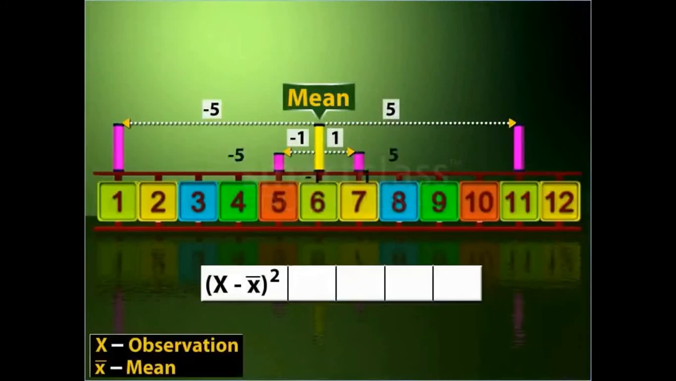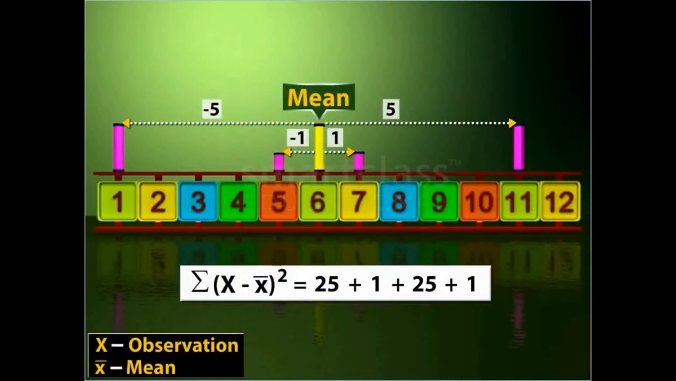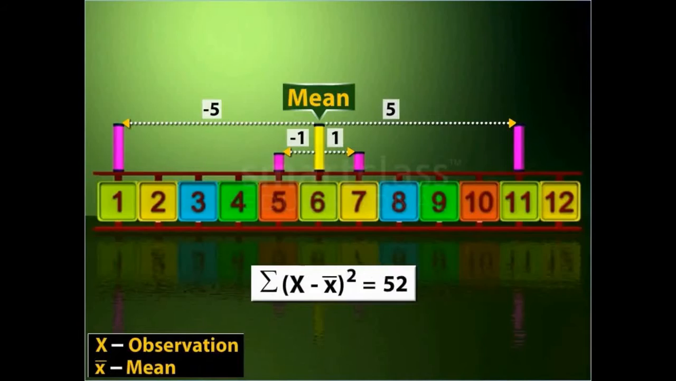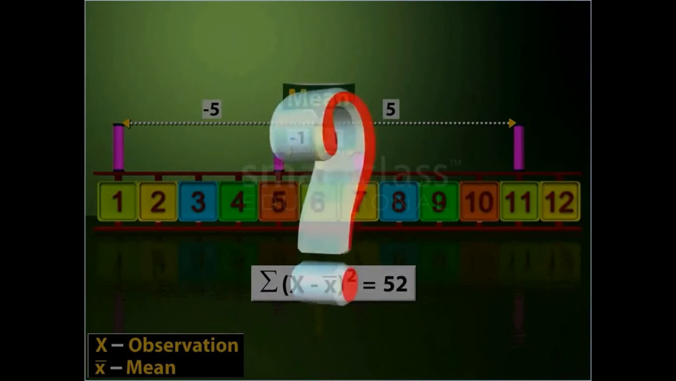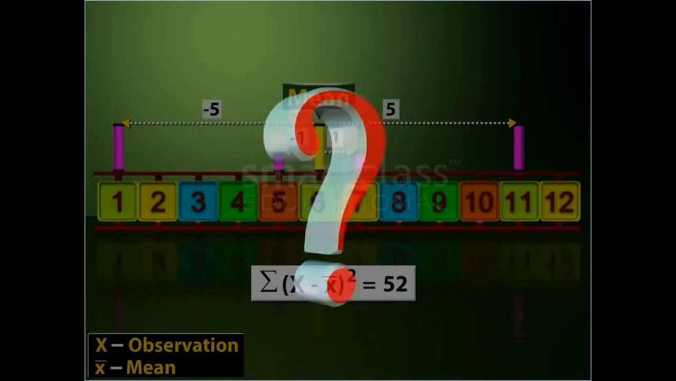Now square all the deviations to convert them into positive numbers. Now find the sum of the squared deviations. Does this sum provide a reasonable idea about the extent of dispersion?